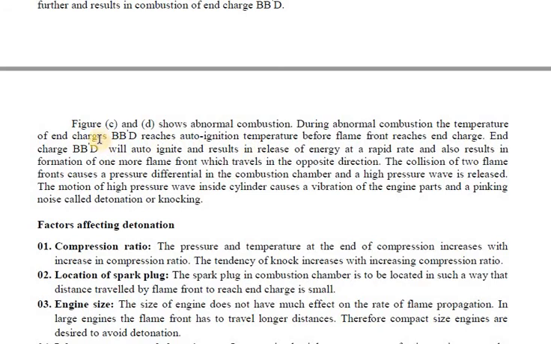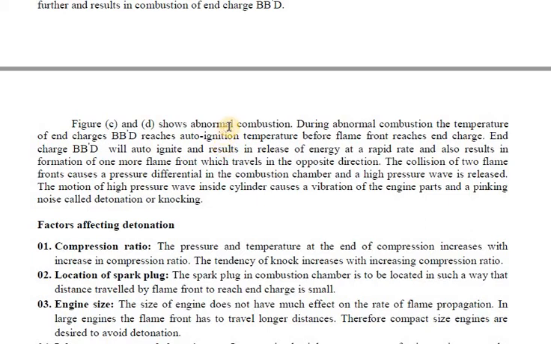Just see here, consider figures C and D. It shows an abnormal combustion process. During the abnormal combustion, the temperature of the end charge B, B dash and D reaches auto ignition temperature before the flame front reaches the end charge.